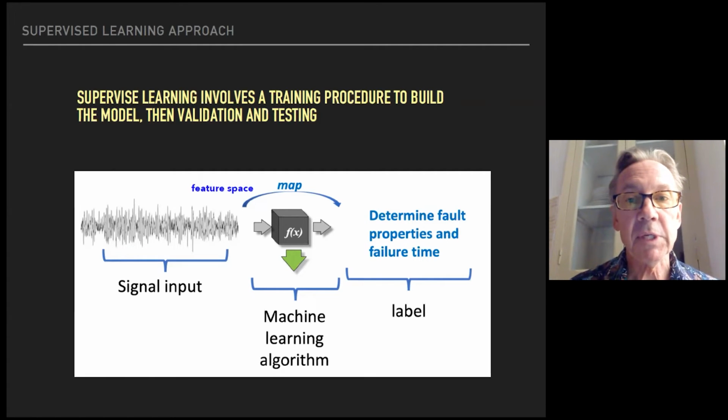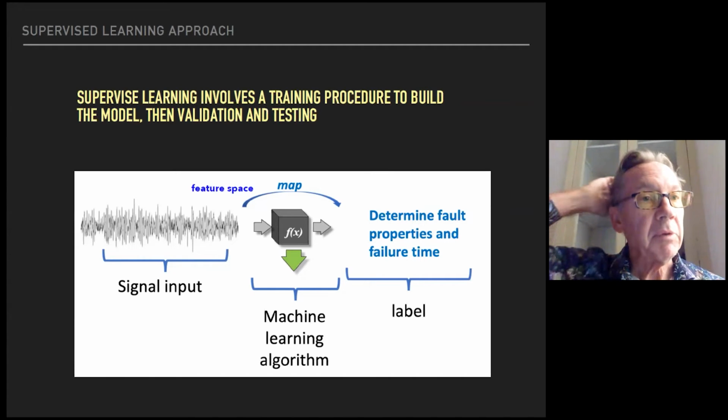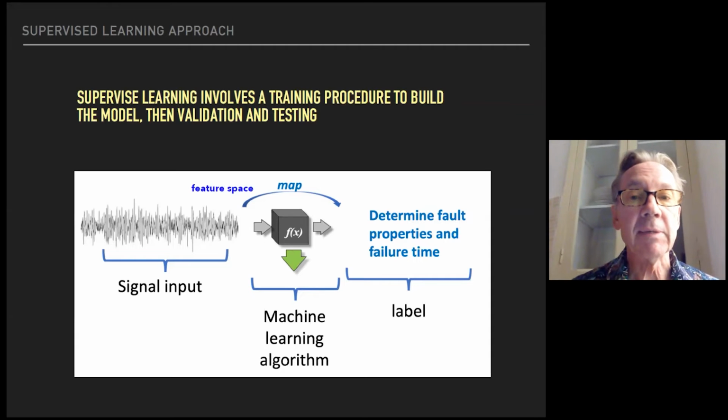In our case, we're most interested in shear stress and fault friction. We train that model using quite a large number of experimental data. And as we build the model, that is the machine learning algorithm, the f of x, once the model is built and we've validated the model, then we test it on data the model has never seen before. That's the general approach of supervised learning as we apply it here. Next slide, please.